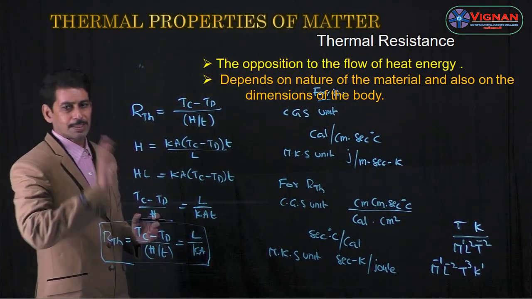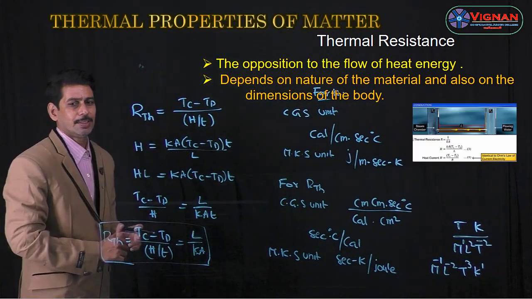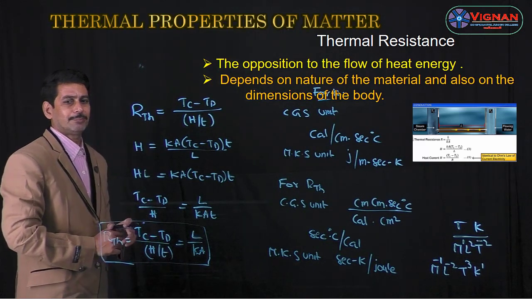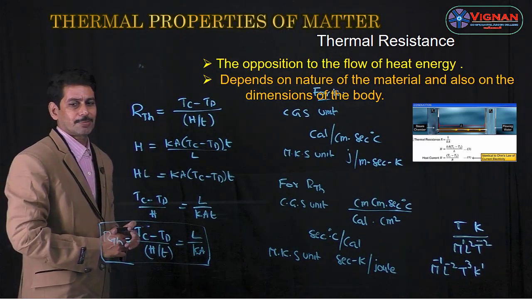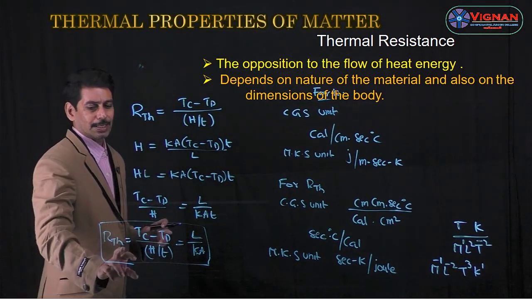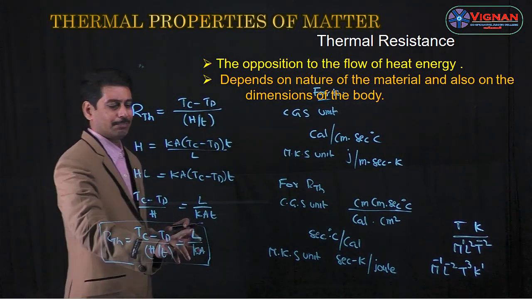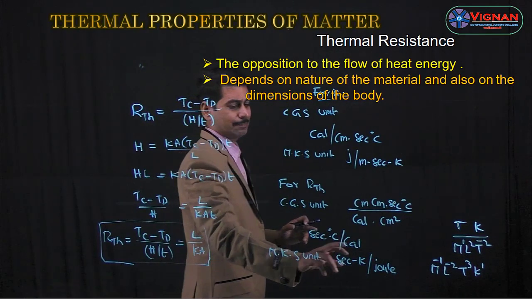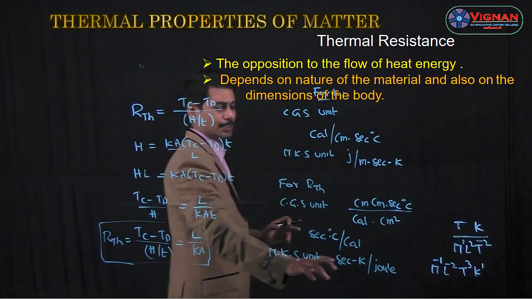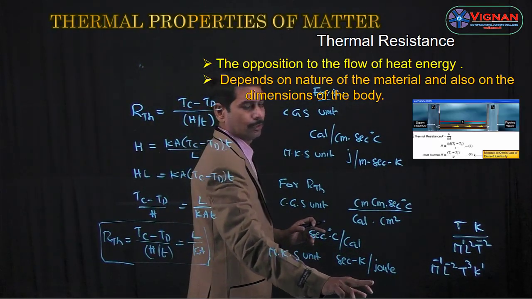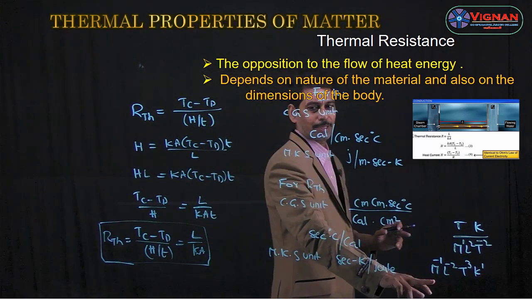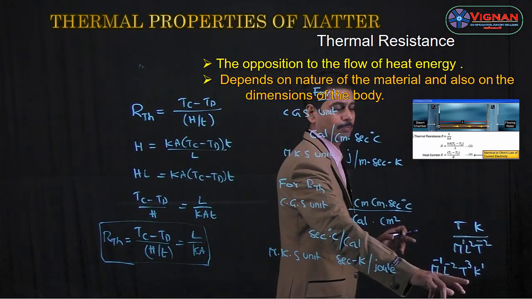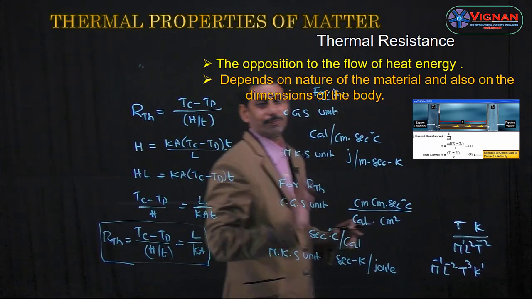Thermal resistance is nothing but the opposition to the flow of heat energy, and it depends upon the nature of the material and also on the dimensions of the body. The RTH, thermal resistance, is given by L by Ka, whereas the CGS unit is second degree centigrade per calorie and the MKS unit is second Kelvin per joule. The dimension formula is M power minus 1 L power minus 2 T power 3 and K power 1.